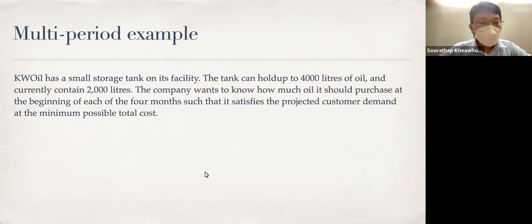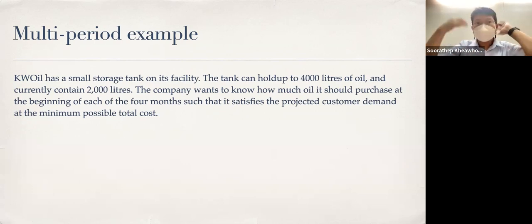Okay, but the company has a small storage on its facility. The tank can hold up to 4,000 liters of oil. Currently the storage already contains 2,000 liters. The company wants to know how much oil it should purchase at the beginning of each of the 4 months, such that it satisfies the projected customer demand at the minimum possible total cost.